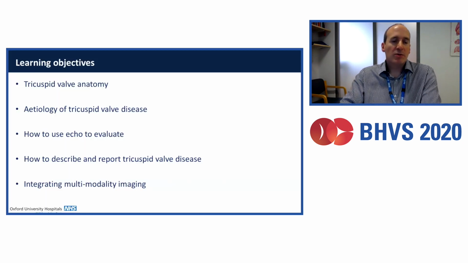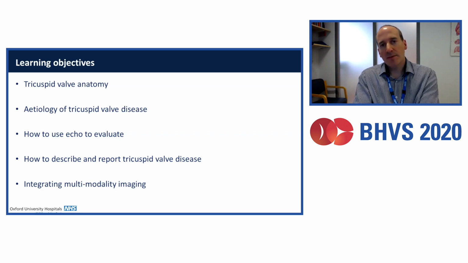What are the objectives of my talk? Well, I'm hopefully going to remind you of normal tricuspid valve anatomy, because like any imaging procedure, you've got to understand normal anatomy in order to be able to assess it. I'm going to talk through the etiology of tricuspid valve disease, but exclusively tricuspid regurgitation, given that tricuspid stenosis is vanishingly rare and almost always due to rheumatic disease.